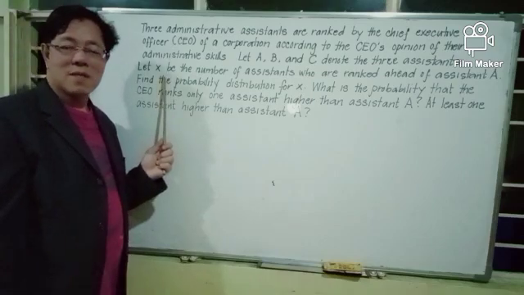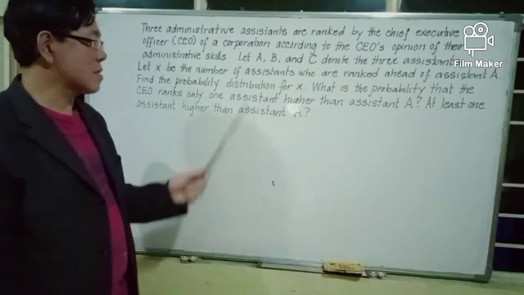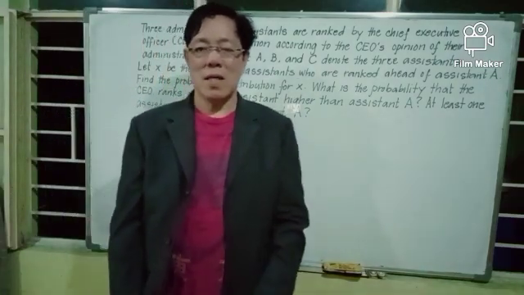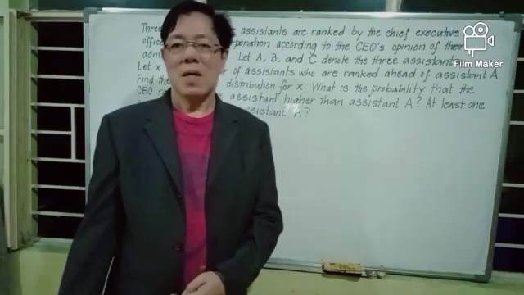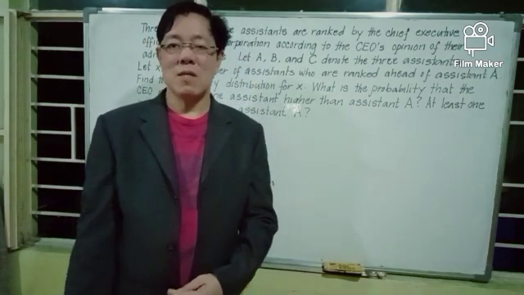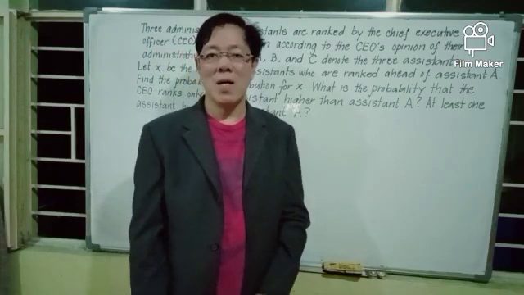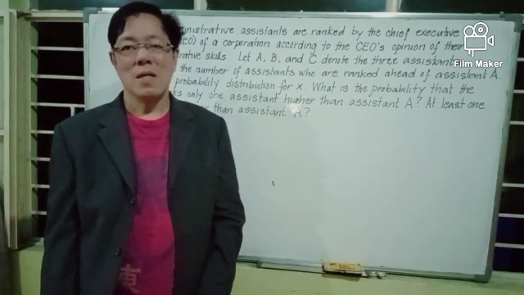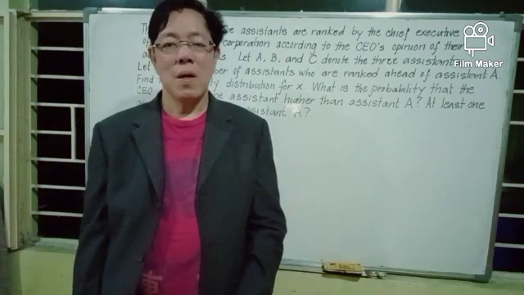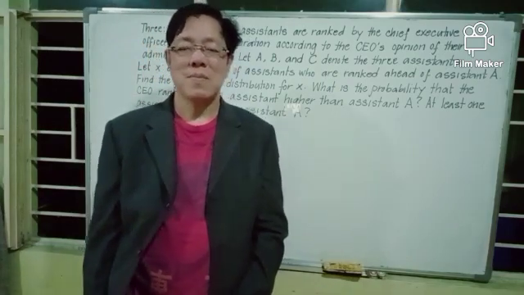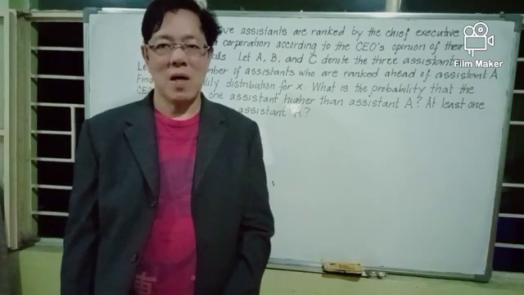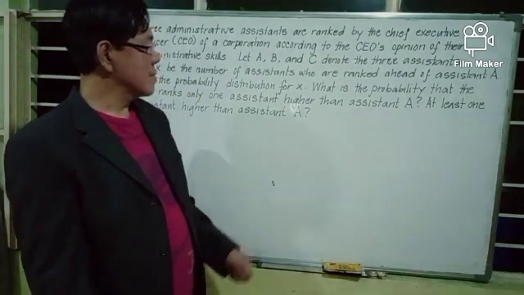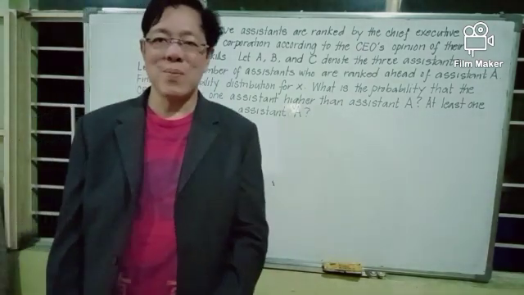The variable x defined in this problem, for the number of assistants who are ranked ahead of assistant A, is what is known as a discrete random variable. It is a discrete random variable because the number of assistants who rank ahead of assistant A can be obtained by simply counting. And in this problem, we will construct the probability distribution for the discrete random variable x.